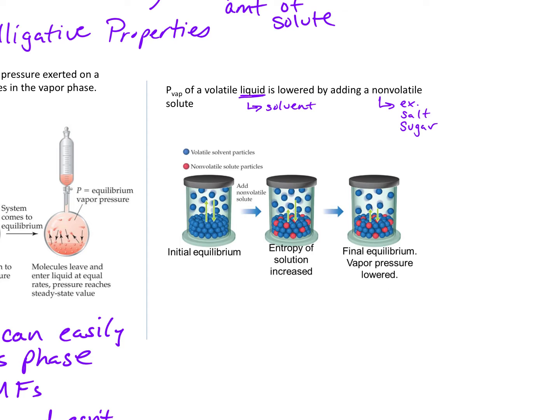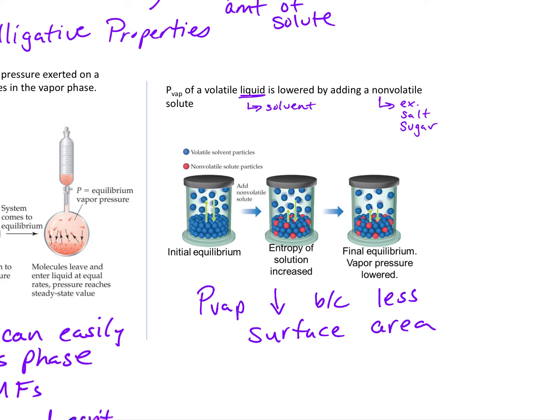So, let's see. Vapor pressure is lowered because less surface area. Oh, I'm using another shorthand. Okay, so less surface area for evaporation, that's what that's supposed to say, and condensation or condensing. Does that make sense?